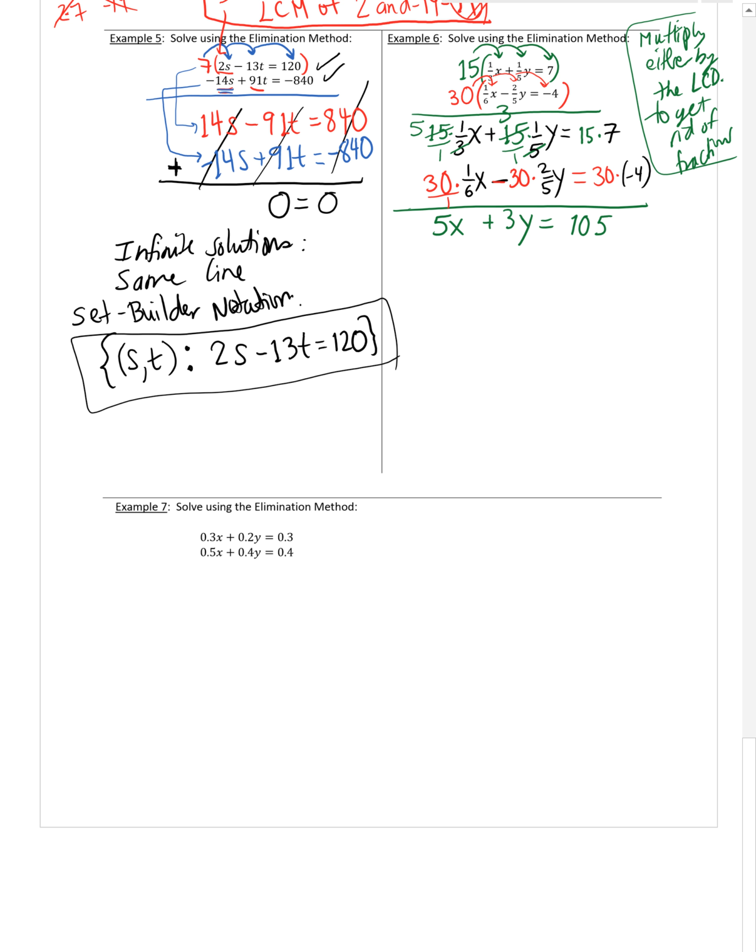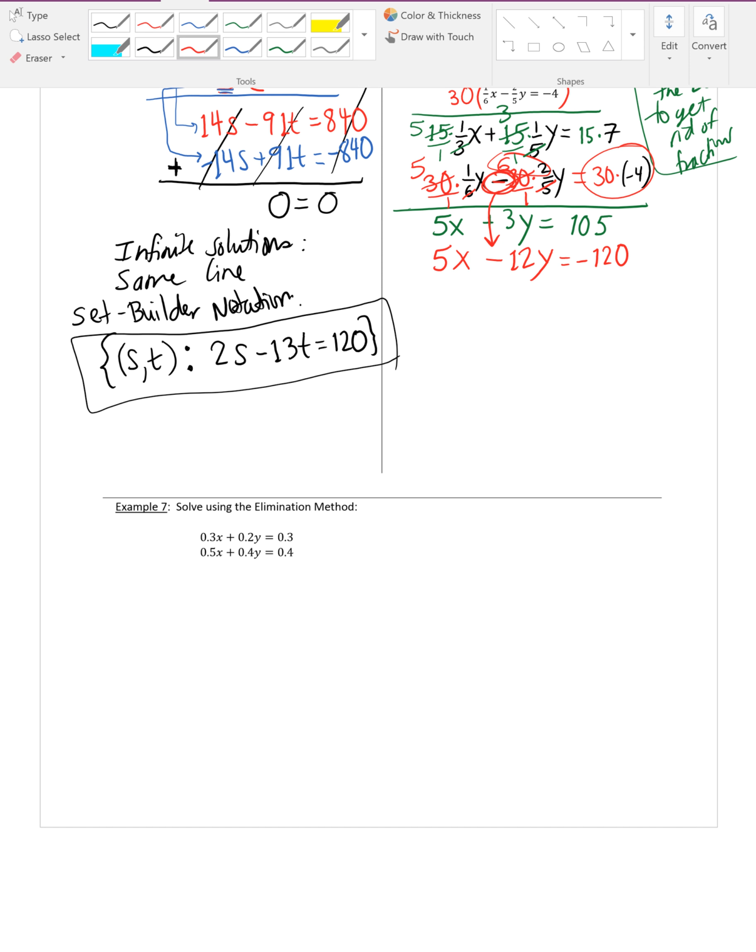I'm going to put this 30 over 1 here in front of the x. 6 can go into 30 5 times. Is that right? Wait, really? Wow. That becomes a 5x. That's kind of nice. And here, I'm going to put this 30 over 1 and reduce. 5 can go into 30 6 times. 6 times 2 is what's left. 6 times 2 is 12. So that'll still be a 12y. And don't forget it's a negative because there was already a negative to begin with between the two. Now on the other side of the equation, it's 30 times negative 4, that's negative 120.